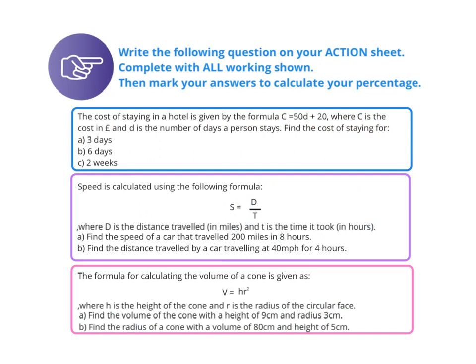Now that you've watched me have a go at one that I do, and you've practised one yourself as a we do and got feedback for it, I'm now going to ask you to have a go at some independent practice. As you can see, there are 3 questions on the screen: one about a hotel, one about speed, distance, time, and one about the formula to find the volume of a cone. I would like you to pause the tape, write each of these questions onto your action sheet and complete them showing all of your workings. Pause the tape now and have a go.